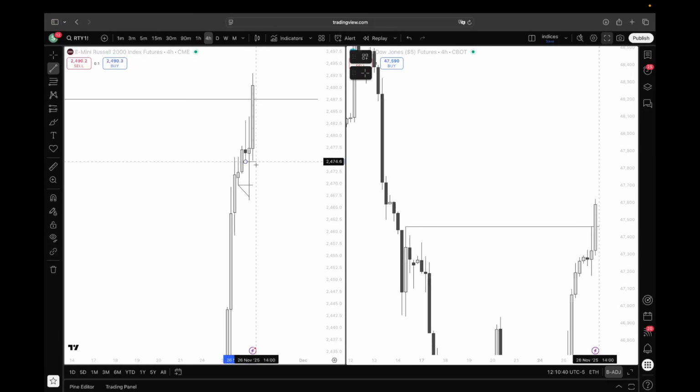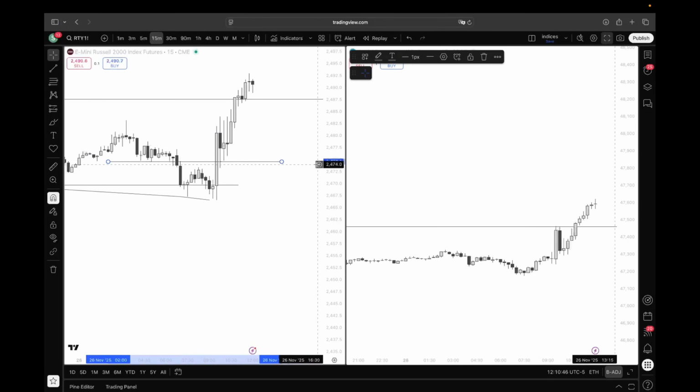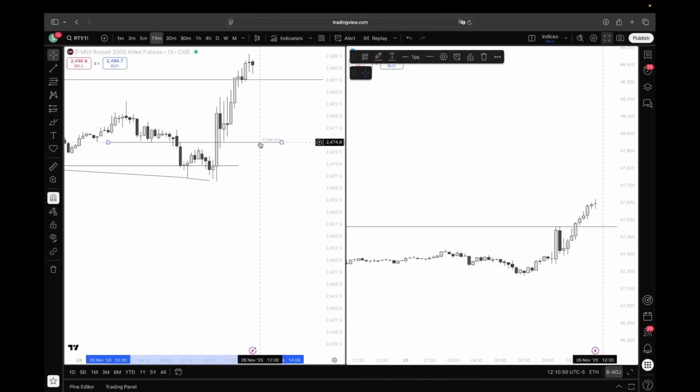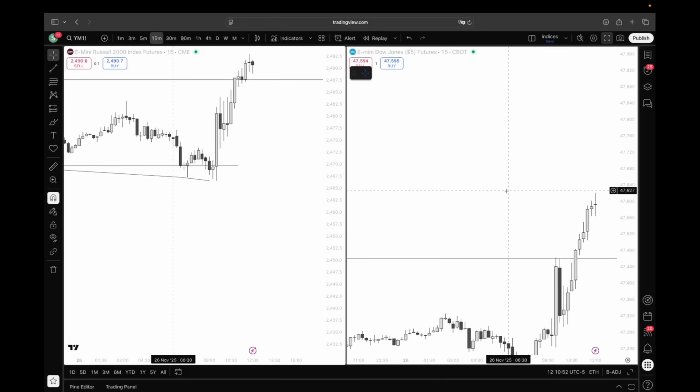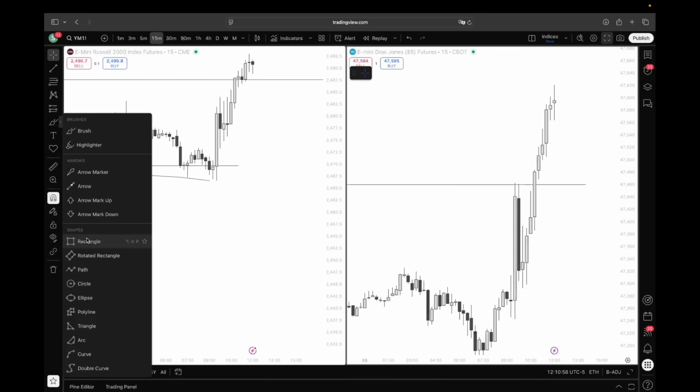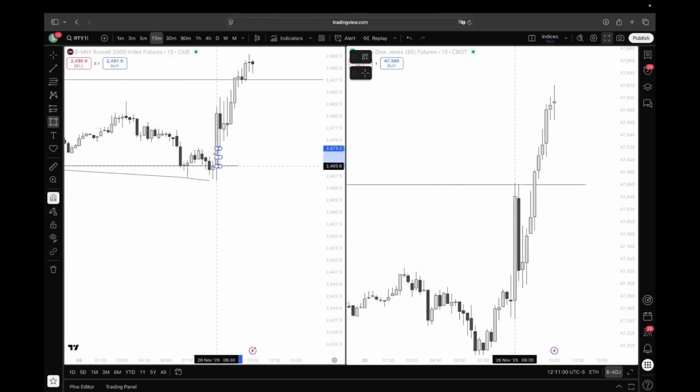We get this swing formation, right? It's nice C2 on both assets. Dropping in the lower time frame here, you can see that RTY is showing relative strength, right? Because on YM we fail to create a gap, while on RTY we create a gap, right?